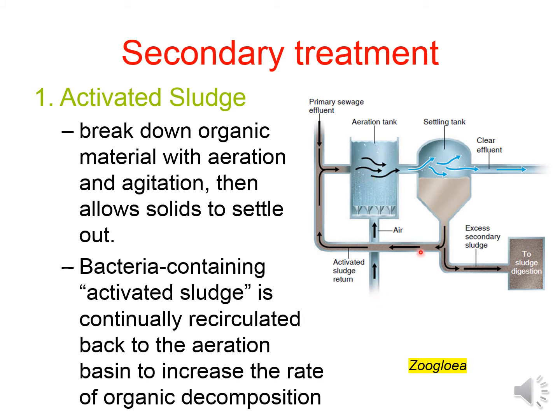Bacteria-containing activated sludge is also added into the aeration tank. These bacteria degrade organic matter into carbon dioxide and water and settle down at the bottom in a settling tank. Clear effluent then moves into the next step. The activated sludge is again recycled. This process removes about 75 to 95% of the BOD from the sewage.